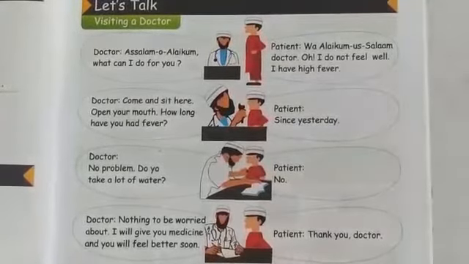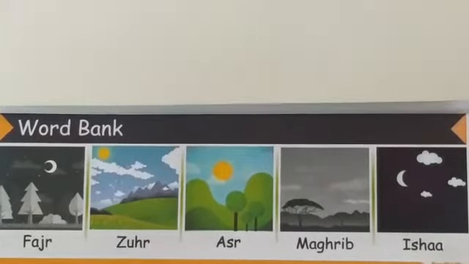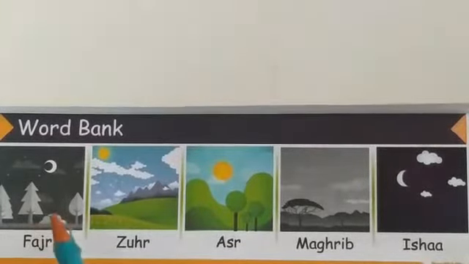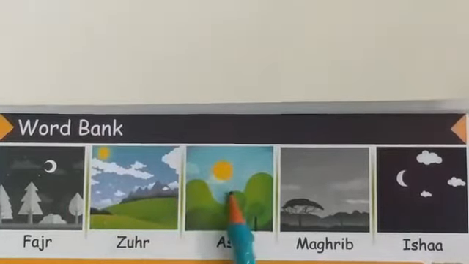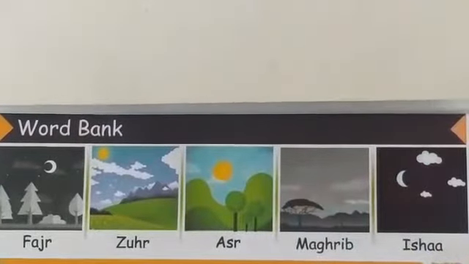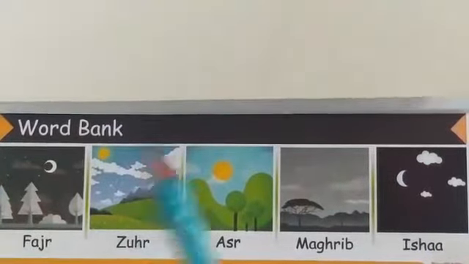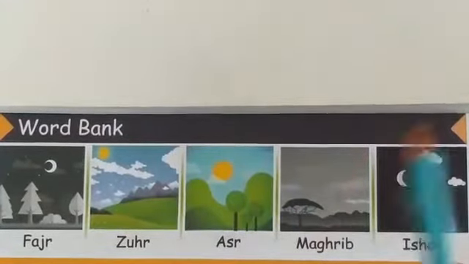Now let's move to the word bank. In the word bank today we are going to read names of prayer. Names of prayer. Look, the first one is Fajr. Then we have Zuhr, Asr, Maghrib, Isha. One more time. Fajr, Zuhr, Asr, Maghrib, Isha.